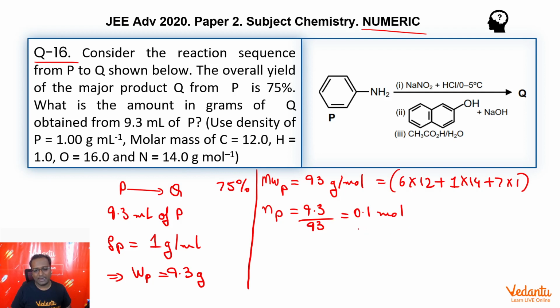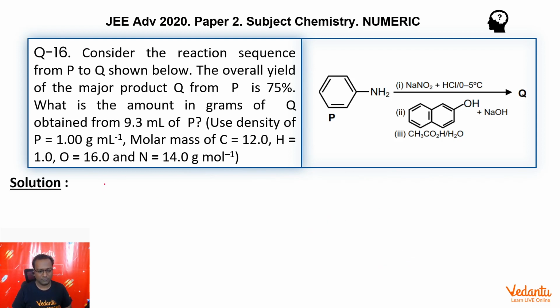Now the question says the overall yield of major product Q from P is 75%. That means the number of moles of Q will be how much? Will it be equal to directly 0.1 into 0.75? Will this be the answer directly? Before we go to this, we have to first check what is the reaction happening here. So let's go ahead and try to figure out the reaction first.